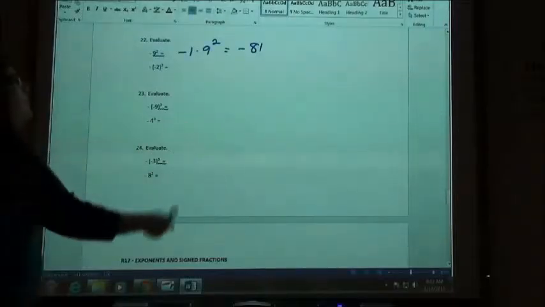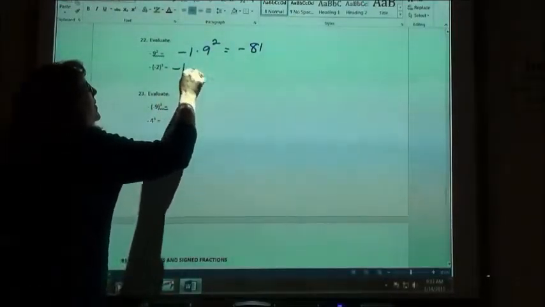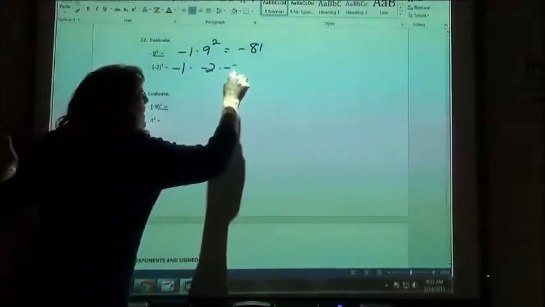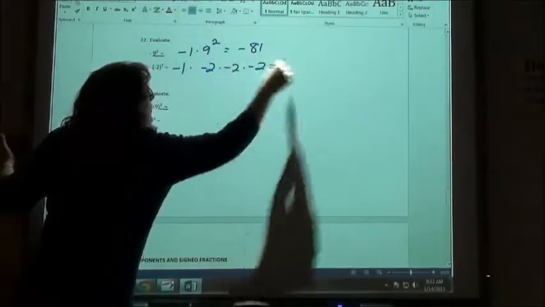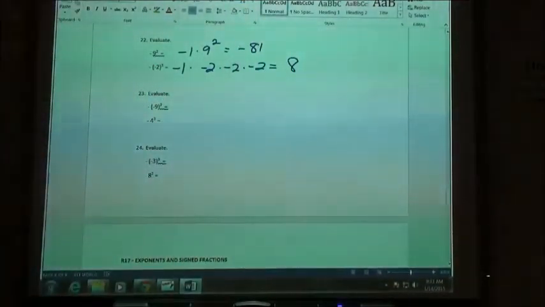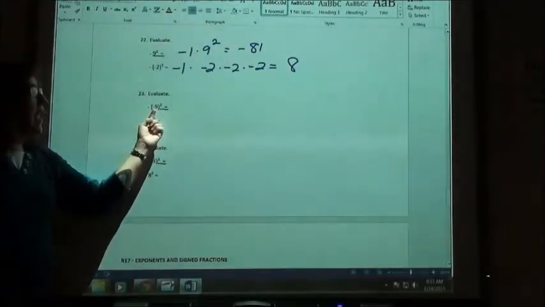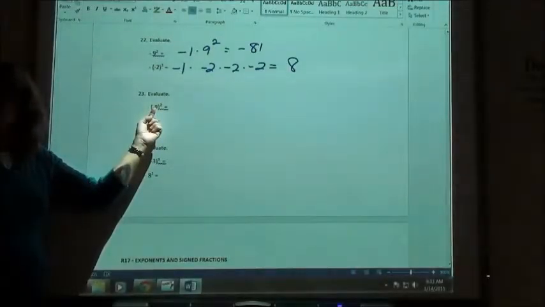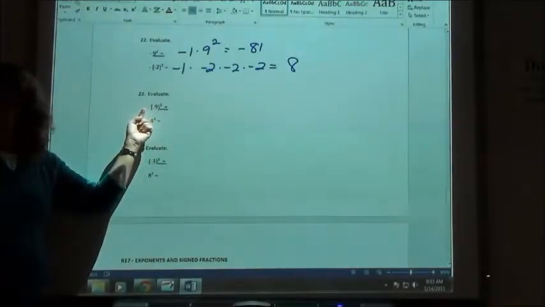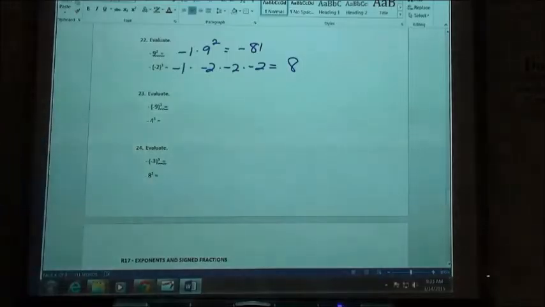Technically, if I wrote this out the long way, this would be -1 times -2 times -2 times -2, which gives me +8. But if I'm trying to figure out is it going to be positive or negative, check how many negative signs you'd end up with. Here, I'm going to have 2 negatives because that's in the parentheses. There's also 1 on the outside, so 3 negatives altogether means that's going to stay negative.